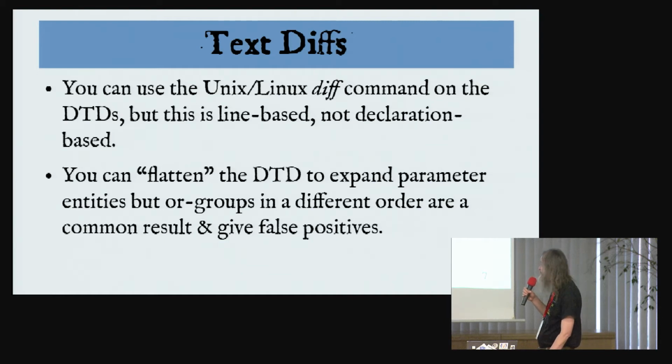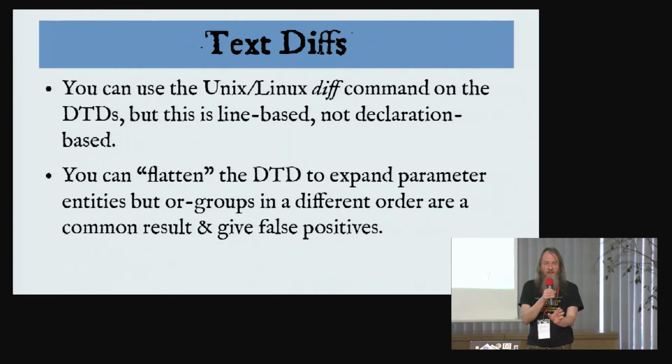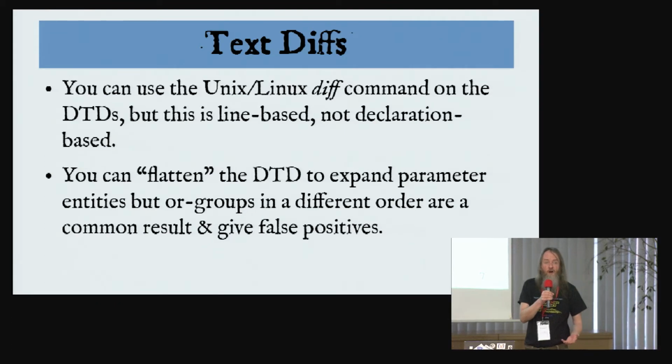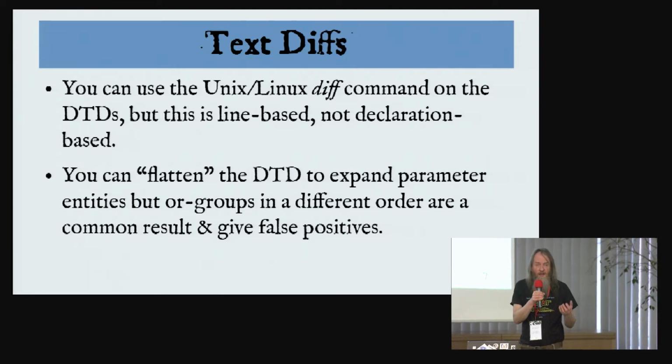So there is software around to flatten DTDs, to expand parameter entities. It turns out one thing people often do when they revise a DTD is they move an element from one parameter entity into another. And this is just because it's an internal category of elements for them. And what that will do is it will mean all the OR groups in the DTD will have the elements in different orders when you expand parameter entities. So text diff is a fail.